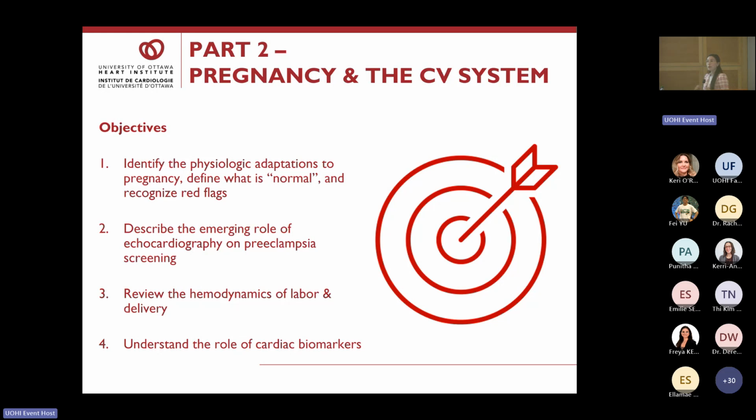So now we're going to switch gears a little bit, and we're going to take a deep dive into what happens in pregnancy. What are the physiologic adaptations? What is normal versus what is a red flag, and how we can assess risk. I'll talk a little bit about the emerging role of echo in the screening for preeclampsia, and I'll mention a little bit about the role of cardiac biomarkers in pregnancy.